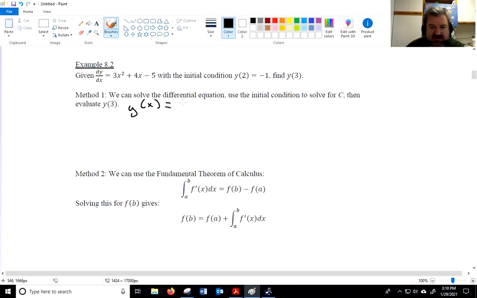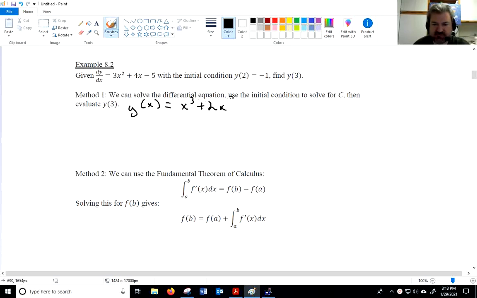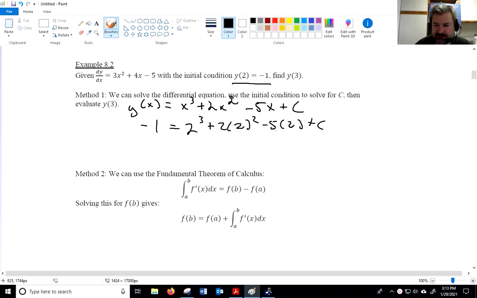So y as a function of x is, if I raise the exponent by 1, I get 3x cubed over 3. That's just x cubed. Okay, and then 4x squared over 2 becomes 2x squared. And then minus 5x plus unknown constant c. But we were given an initial condition, so we can solve for it by plugging in 2 for x and -1 for y. Let's see, that becomes 8 plus 8 is 16, minus 10 is 6. So it looks like c is -7. So we have y of x is equal to x cubed plus 2x squared minus 5x minus 7.